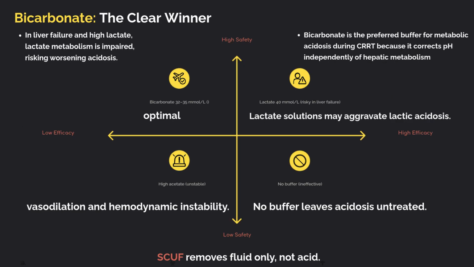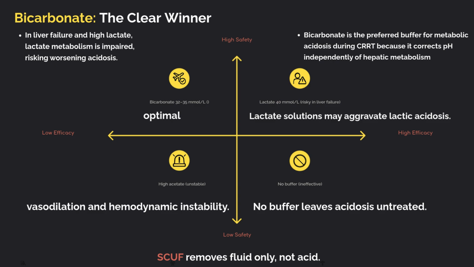Let's move to one of the most important buffer choices in CRRT: bicarbonate. The clear winner here in patients with liver failure or high lactate is bicarbonate, because metabolism of lactate is impaired, which increases the risk of worsening metabolic acidosis if lactate-based solutions are used. Bicarbonate, on the other hand, is the preferred buffer for correcting metabolic acidosis during CRRT, especially in liver failure, because it restores pH balance independently of hepatic metabolism.